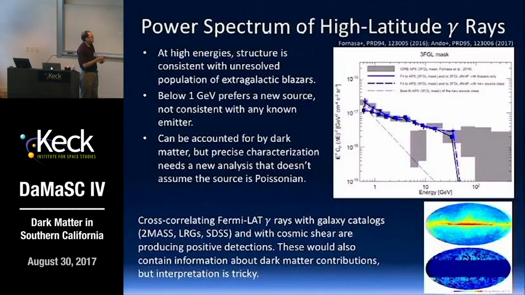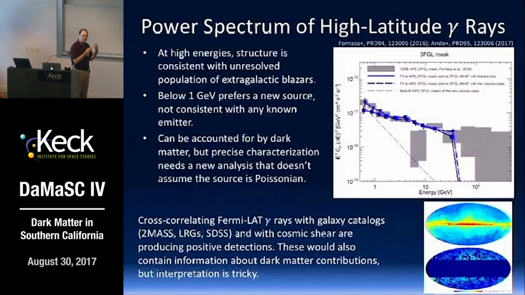But then down here, just at a GeV, where our signals are, you have something new turning on. We're getting extra structure here, and that is not consistent with any known emitter. Okay, so they say this could be dark matter subhalos, but in our analysis we assumed whatever the emitter was was Poisson distributed, and so that prevents us from making a strong interpretation here.